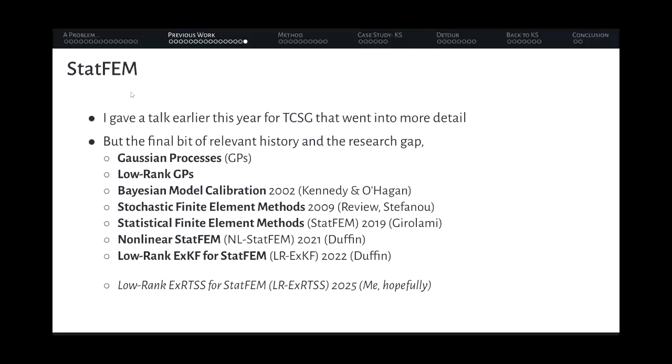And then further on, nonlinear StatFEM by Duffin, and then also in 2022, a low-rank extended Kalman filter, so the forward pass, right? Connor did that. And then the thing that I'm trying to look at is a low-rank extended smoother.